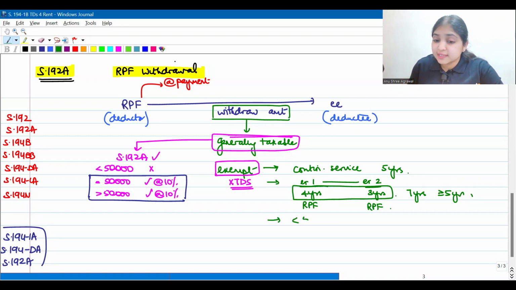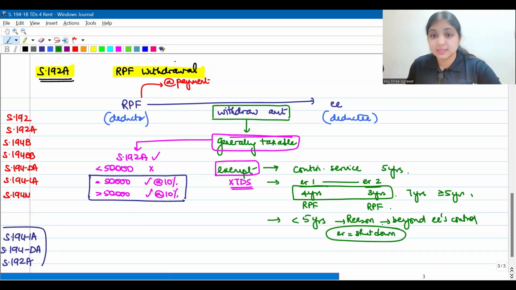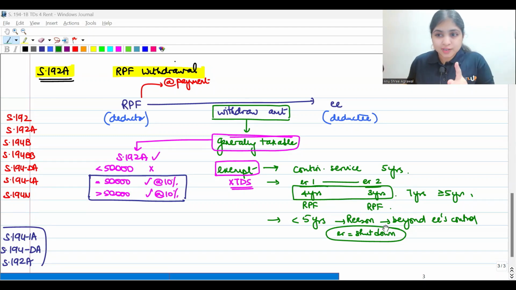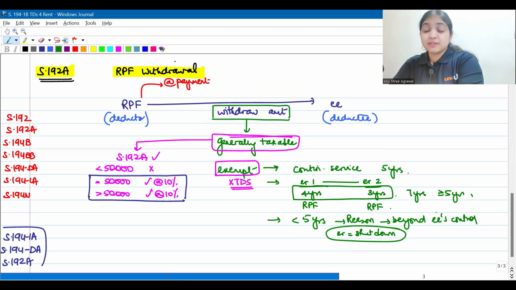Third situation, let's say he has worked for less than 5 years. But I asked him what is the reason? Why did he leave in less than 5 years? The reason was something which is beyond the employee's control. For example, let us say the employer shut down his business. Now, if the employer shuts down his business, even if the employee wants to continue to work, is it even possible? No. So in such cases, even though he worked for less than 5 years, the amount of withdrawal from RPF will still be fully exempt, because the reason was something which is beyond his control, guys.